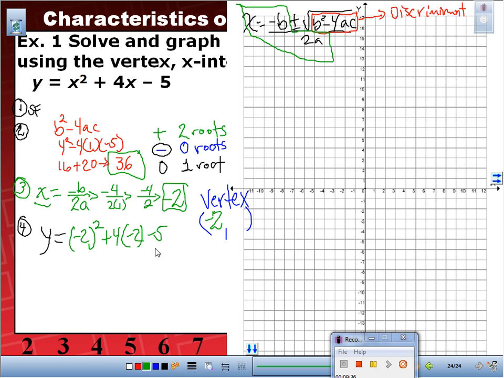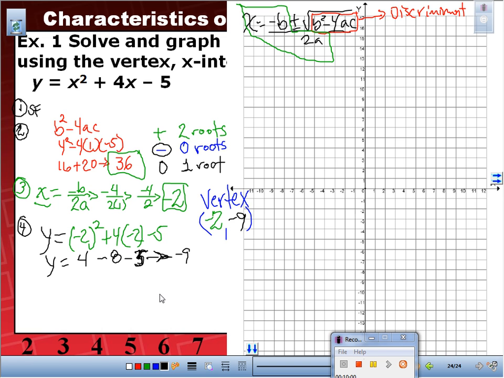So let me simplify that. Let's see. Y equals, let's see. This is 4 minus 8 minus 5. Let's see. 4 minus 8, that's negative 4 minus 5, that's what? Negative 9. And that's my y value of the vertex. So the lowest part or the highest part of the parabola is going to have to be this point. Okay? So far so good?